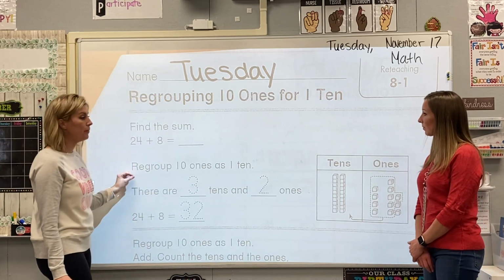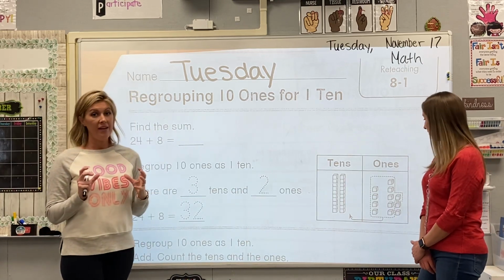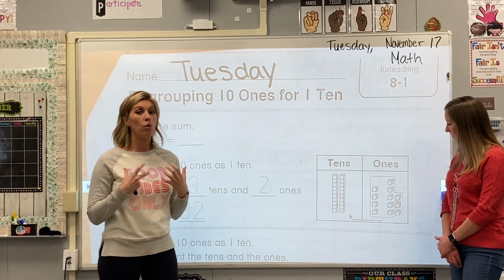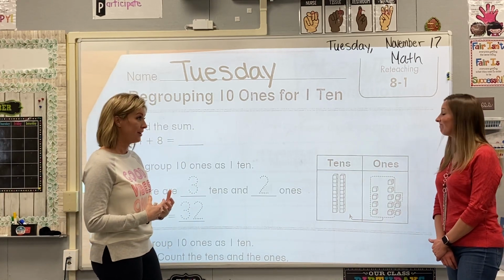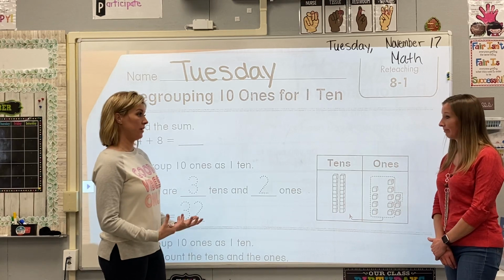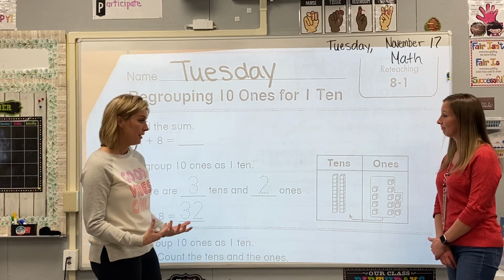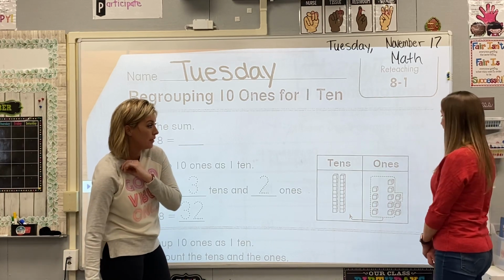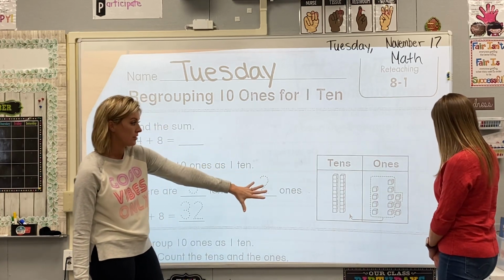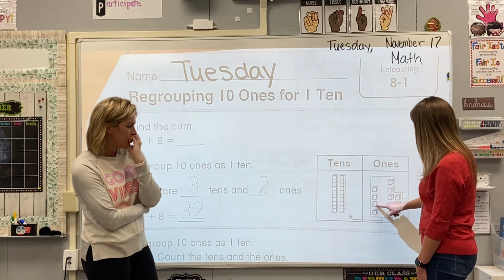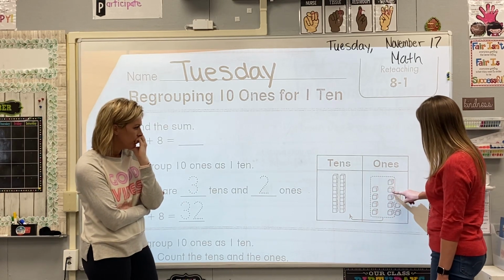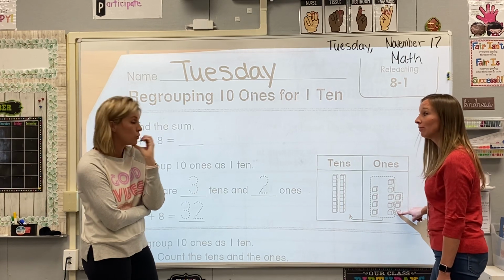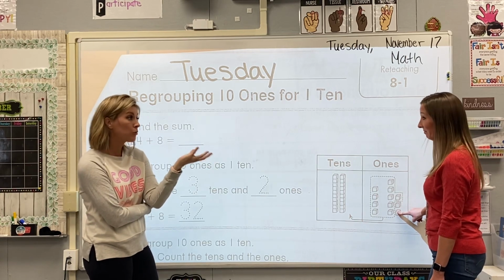The next step is to do some regrouping. And regrouping happens when we have more than 10 ones when we add them together. We can't have more than 10 ones. It's not allowed. So, Miss Marquardt, could you do me a favor and just count up how many total ones are over there first? Sure. We have 1, 2, 3, 4, 5, 6, 7, 8, 9, 10, 11, 12. 12 is more than 10. Definitely. There's a problem.